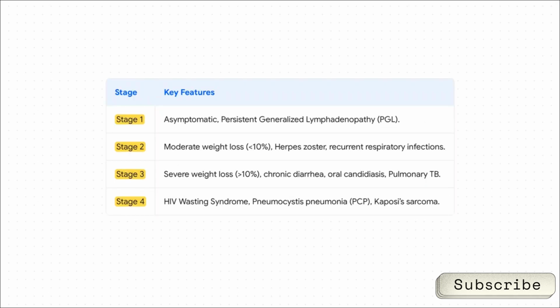So, what if you can't get a CD4 count? This is where the WHO clinical staging comes in, and it's incredibly important in many parts of the world. It lets you estimate how advanced the disease is just by looking at the patient's symptoms. You go from stage 1, which is basically asymptomatic, all the way to stage 4, where you see these classic severe AIDS-defining illnesses like wasting syndrome or Kaposi sarcoma. It's a powerful clinical tool.